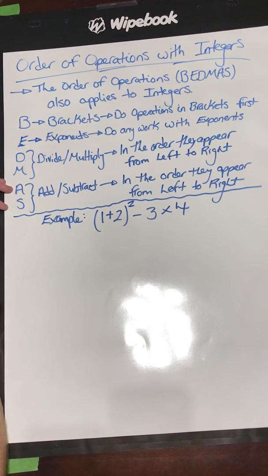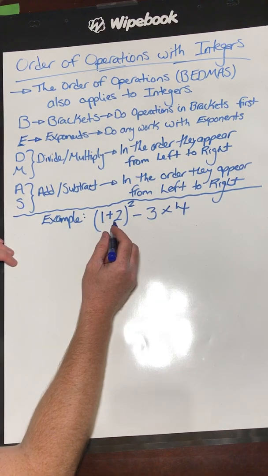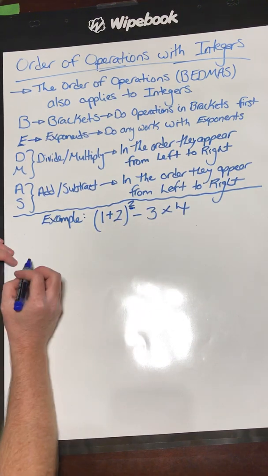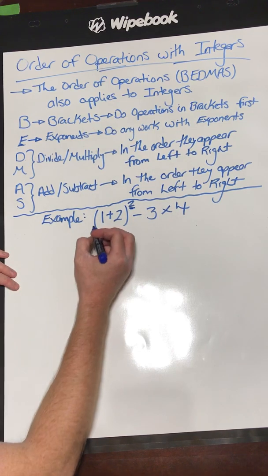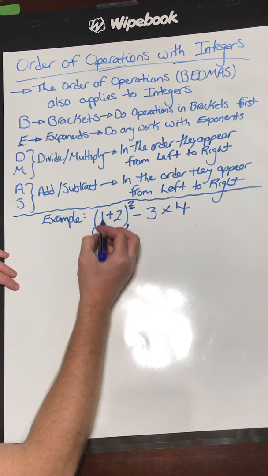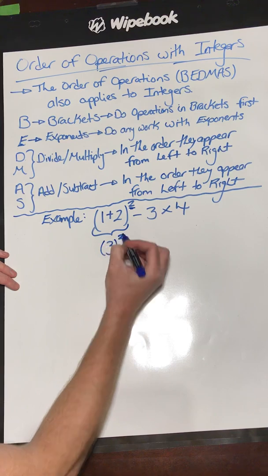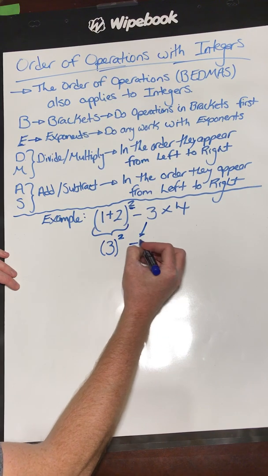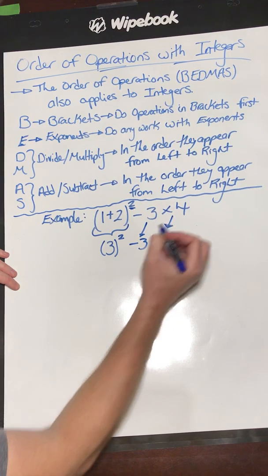So we have an example here, and the example is, in brackets, 1 plus 2, and those brackets are squared, minus 3 times 4. So we have to apply our BEDMAS rules there. If I go through my BEDMAS rules, do I have any brackets? Yes, I have some brackets, so I'm going to work on the brackets first. 1 plus 2 is 3. And I have to remember the squared, so I bring that down, and everything else I just bring down. So the minus 3 and the times 4 I bring down.